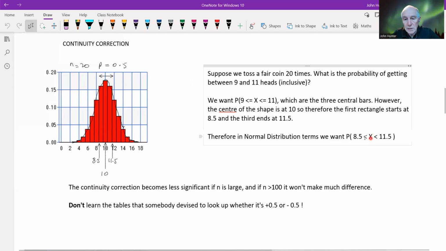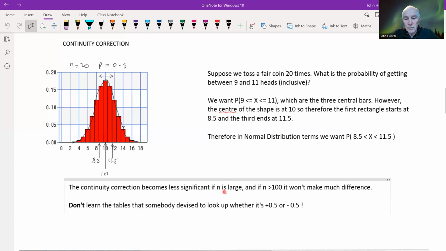Yeah, so basically what we have to do is effectively stretch out from the middle. Now, if we are calculating something which is less than or equal to 11, then we're going to take our normal distribution from minus some big number to 11.5. The continuity correction becomes less significant if n is large, and if n is greater than 100, it won't make much difference. Exactly. So it's more for this sort of situation where we've got a low value of n.